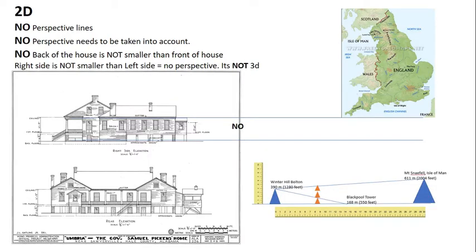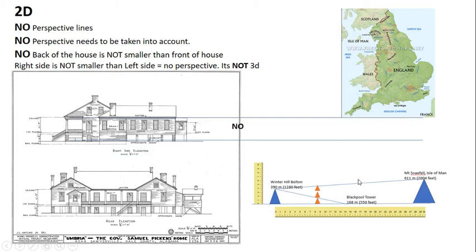However, in 2D, we never take perspective into account. This is a 2D image. I drew a line from the top of the roof. I drew a line on the floor. Can you see the lines don't meet? They don't converge because this is 2D. We don't take perspective into account. There are no perspective lines. The back of the house is not smaller than the front of the house. The right side of the house is not smaller than the left side of the house. There's no perspective taken into account in 2D.